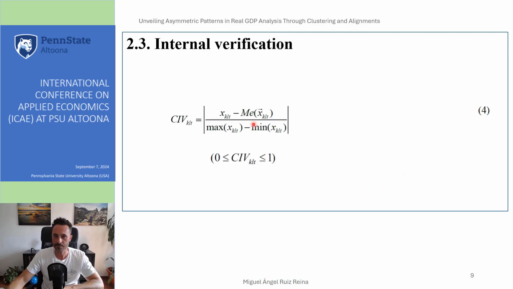And this slide explains how we verify the clustering results. When the value of the cluster internal verification method is close to 0, it means that the elements within a cluster are very similar. On the other hand, when the value is close to 1, there is greater diversity within the cluster. Internal verification allows us to understand how similar the elements within the cluster are compared with the median.